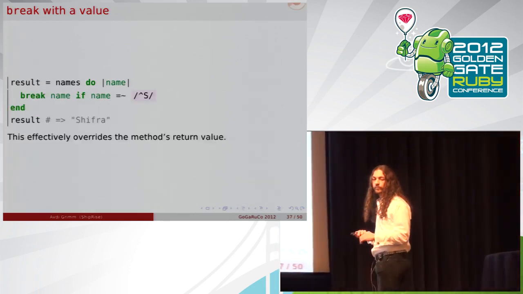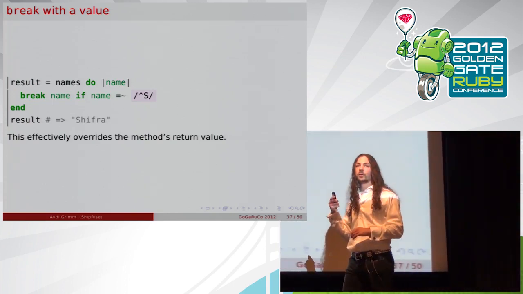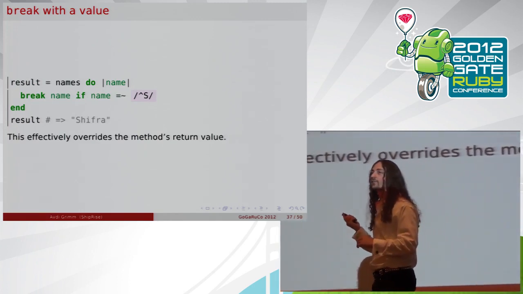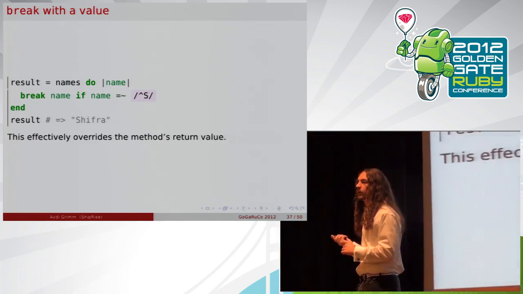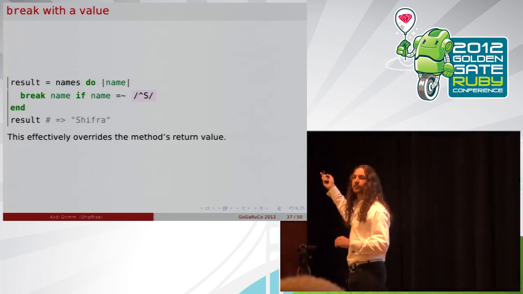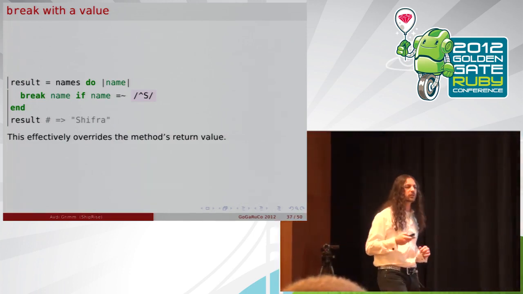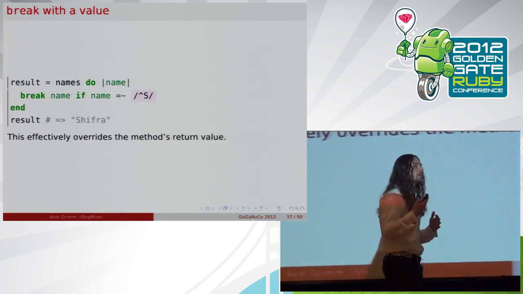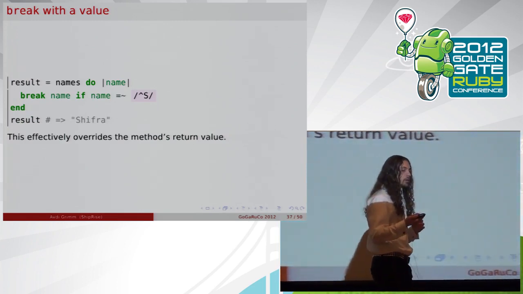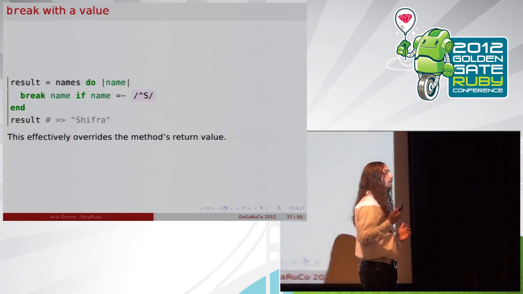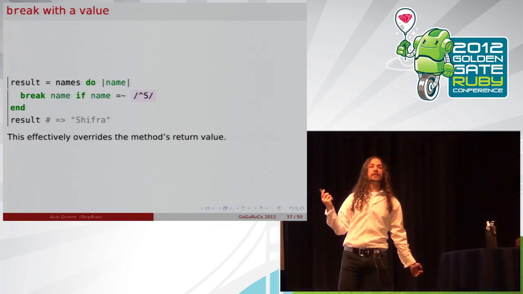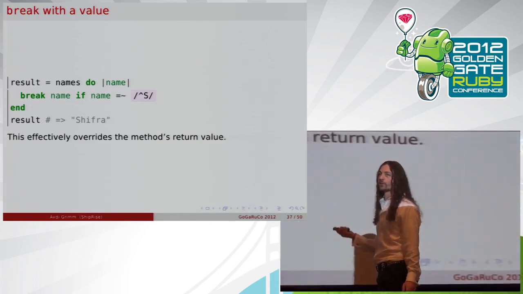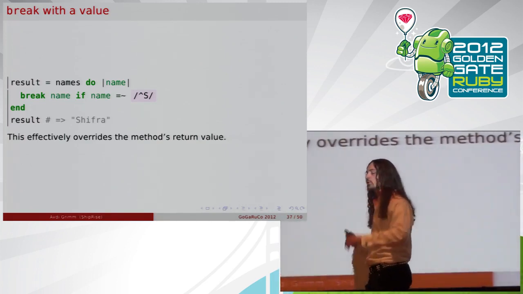Another way to do it. What's different here? This time, I'm passing a value to the break keyword. How many people know that you can pass a value to break? Good amount of people, that's awesome. What does this do? Not only does it break out in the middle of execution, it effectively overrides the method's return value. So I have forced this method to return the thing that I'm interested in, not the thing that it returned by default.